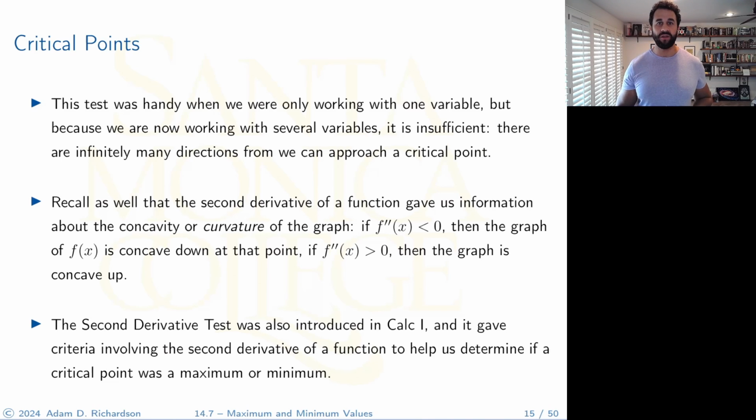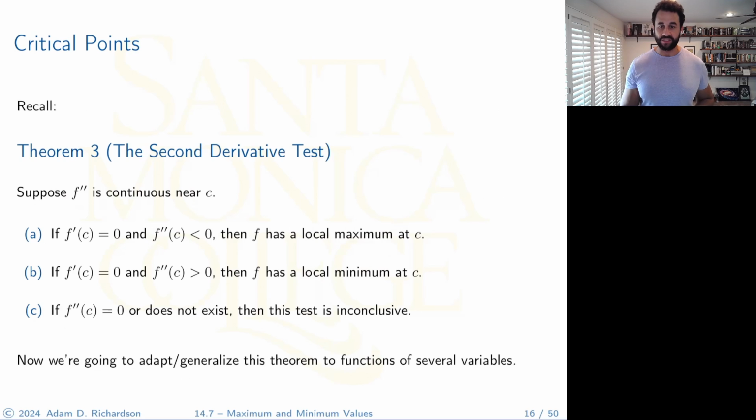And there's actually a note in the book that says this test isn't really necessary in Calc 1, but that is purely because there's only one direction to approach a critical point. So you could use it if you wanted, but you didn't have to use it. Just a reminder of what the test said: suppose that f double prime is continuous near c. This is back from Calc 1, a function of a single variable.